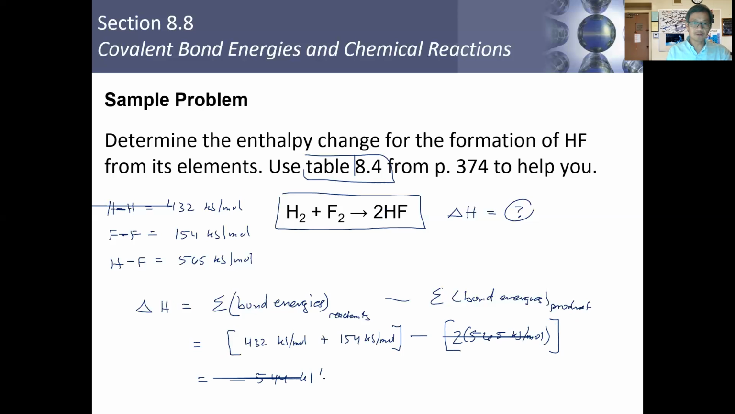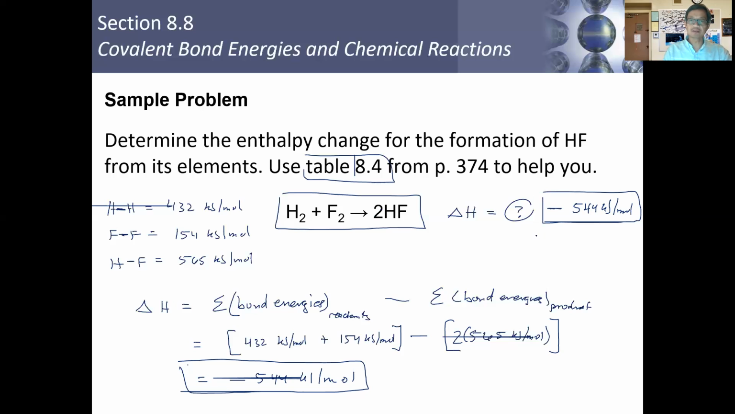544 kilojoules per mole. Make sure you understand what this number means. This number means that for this particular reaction, which has an energy associated with it of negative 544 kilojoules per mole, when this reaction runs, it actually gives off energy. The negative sign means that this is going to be an exothermic reaction. So as an exothermic reaction, when you mix hydrogen and fluorine together, you're going to feel some heat being given off when that reaction runs. And that's what the negative sign there tells us.